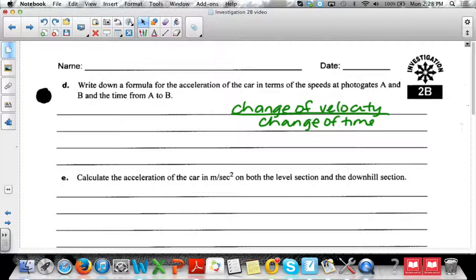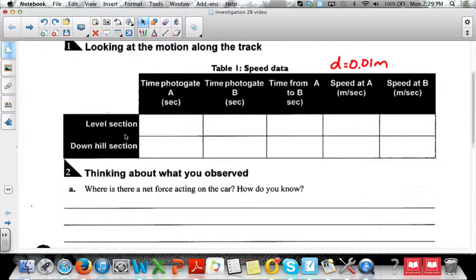And then on the next page, the formula for the acceleration of the car in terms of the speeds at photo gate A and B. Remember the acceleration is change of velocity over the change of time. For change of velocity, we're talking speeds here, so change of speed is fine. You're going to have the speed at photo gate B minus the speed at photo gate A, because that's the change part. And then the change of time is going to be the time from A to B. That recorded the time for us. Then you guys can calculate the acceleration in both sections, the level part and the downhill part, using the table from this first page.